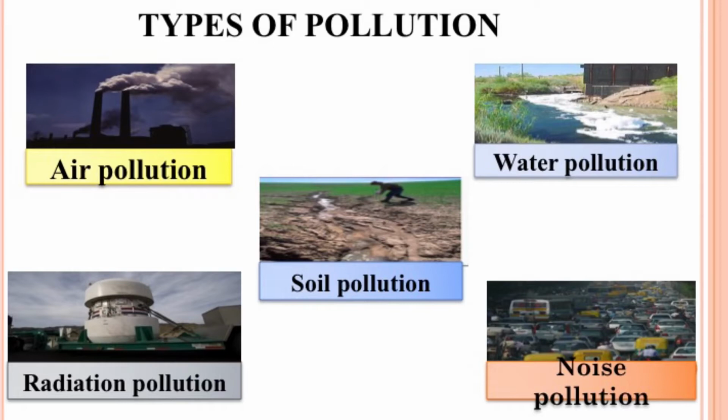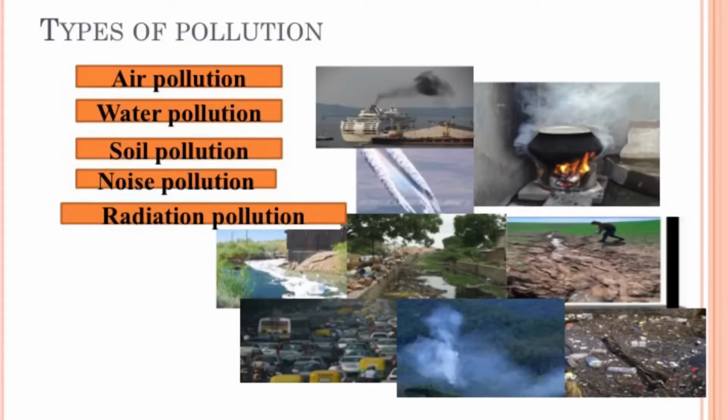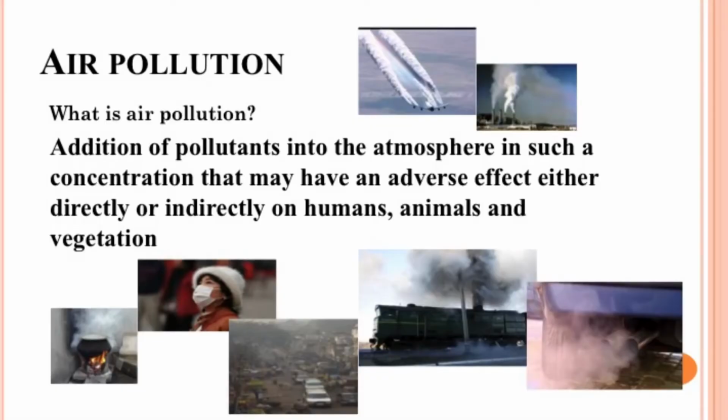Now, what are these different types of pollution? Air pollution, water pollution, soil pollution, radiation pollution, noise pollution, and not to miss thermal pollution, that is also a kind of pollution. So, here we can see the different types I have just mentioned: air pollution, water pollution, soil pollution, noise pollution, radiation pollution, and thermal pollution. Let us now know about the cause and ill effects of each type of pollution. Let me begin with air pollution.